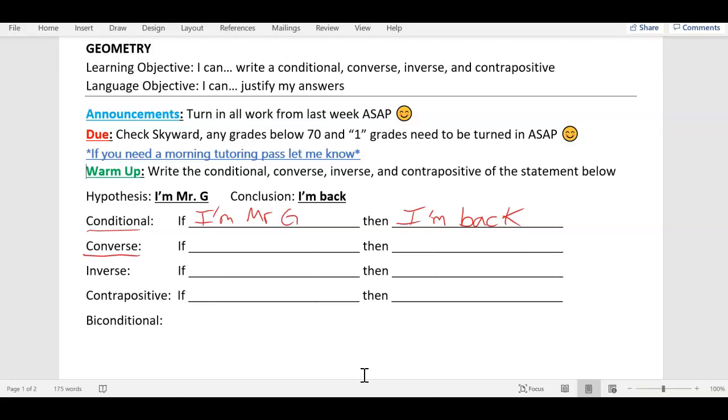Make sure you write the whole sentence: if I'm back, then I'm Mr. G. That's a converse. All you do is switch the order. Can you switch the order in a sentence? Let me tell you, this assignment right here for Thursday, you've got to be able to write a converse. You know how to do a converse now. Switch the order.